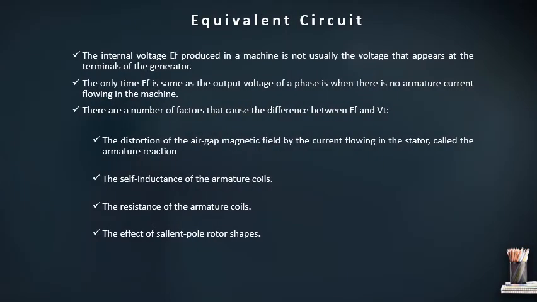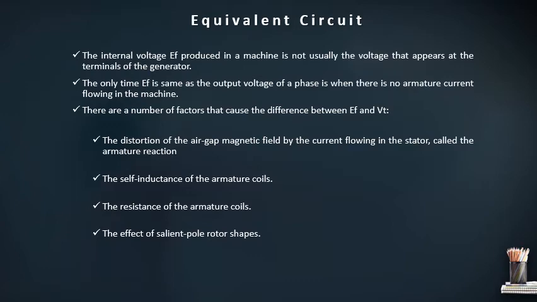The internal voltage EF produced in a machine is not usually the voltage that appears at the terminal of the generator. The only time EF is the same as the output voltage of a phase is when there is no armature current flowing in the machine. There are a number of factors that cause the difference between EF and VT. The induced voltage is called EF and VT is called the terminal voltage.